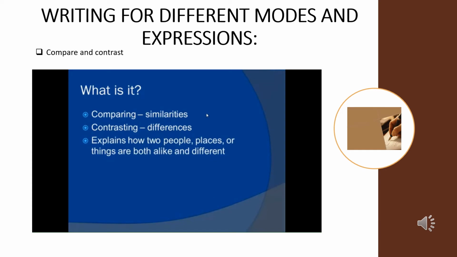So a comparison and contrast paragraph is going to explain how two people, places, or things are both alike and different. And it's really important when you do this type of writing that you make sure that you include how they're alike and how they're different. You can't just do one or the other. You need to cover both when you're comparing and contrasting.